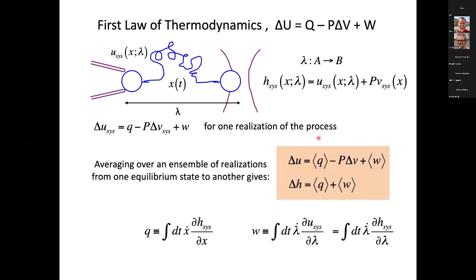And I can move this term over to this side of the equation to get delta H is equal to average Q plus average W. So with these definitions, I've recovered the first law. That was kind of the easy one. What about the second law? And that's where we can see whether all of this hangs together or not.